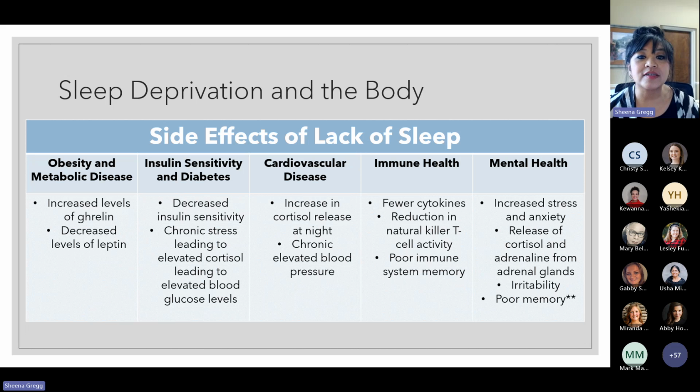When we think about mental health, when we're sleep deprived, we have increased stress and anxiety. Again, release of cortisol and adrenaline from those adrenal glands, irritable, poor memory. There's also research indicating that lack of sleep can increase the risk for Alzheimer's disease.